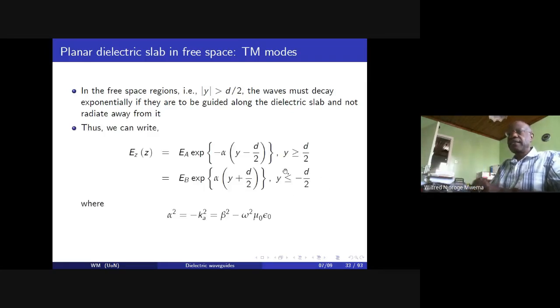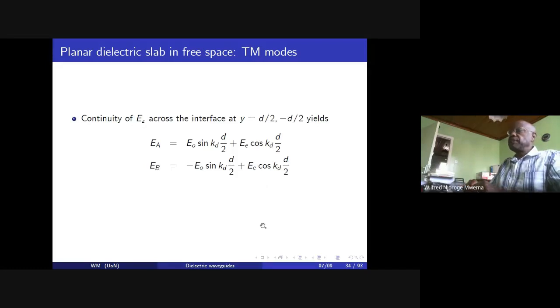Thus, we can write that Ez is given by E_a exponent of minus alpha times y minus d by 2 in the region y greater than d by 2, and E_b exponent of alpha times y plus d by 2 below that, that is in the negative y direction, when y is less than minus d by 2. And here we have defined alpha squared as minus Ka squared, so that it is given by beta squared minus omega squared mu naught epsilon naught, that is k naught squared, where k naught is the propagation constant in free space.